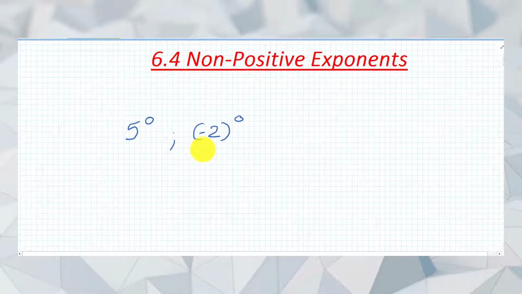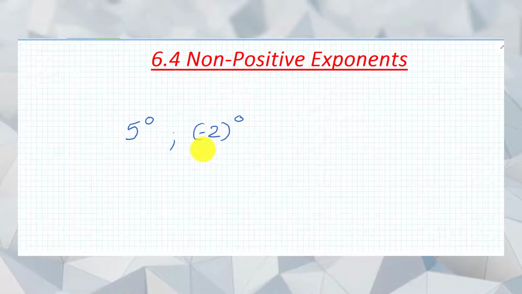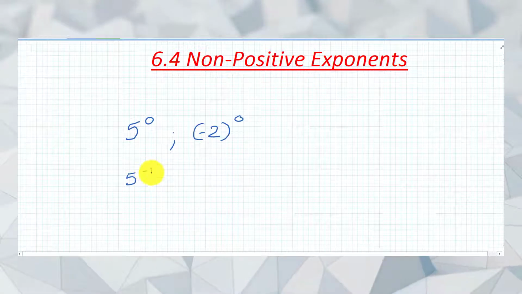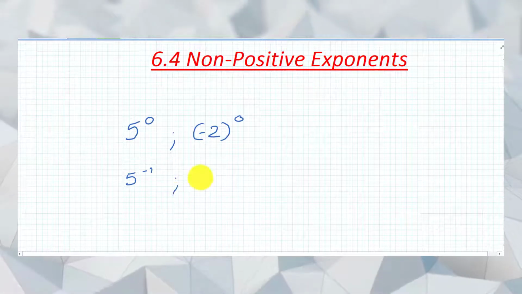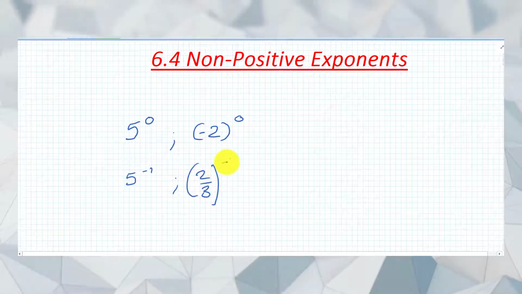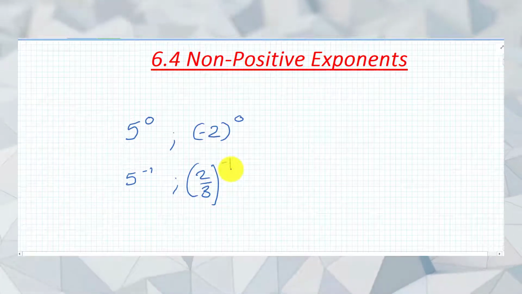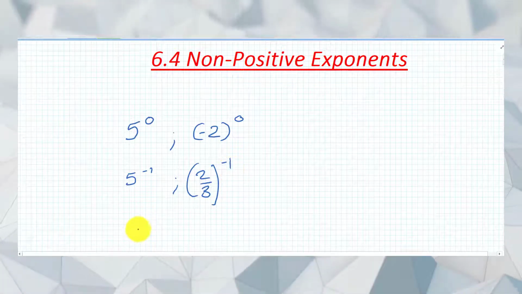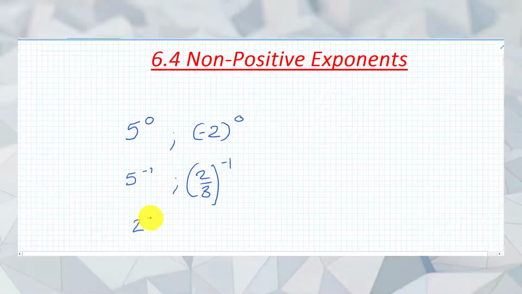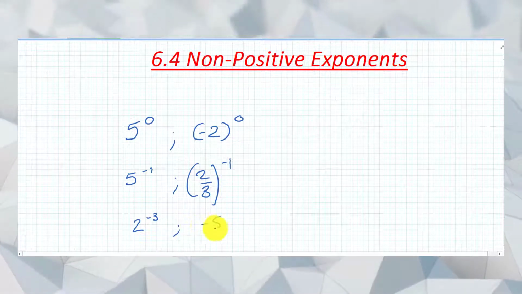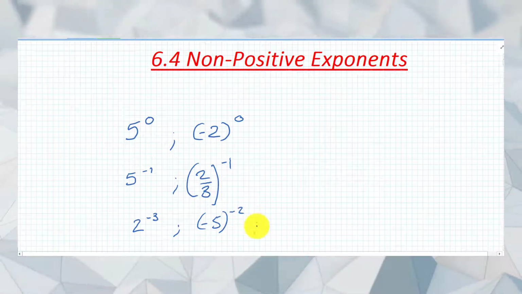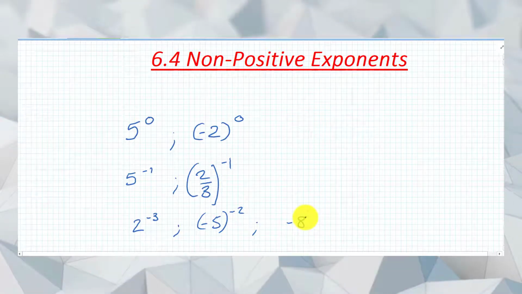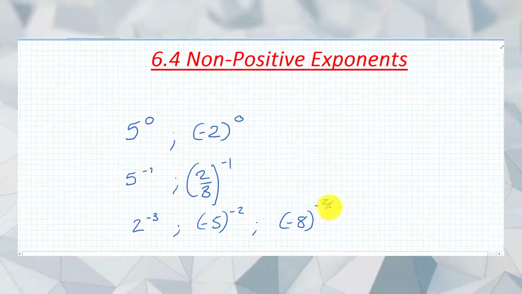Then, after we define a zero power, we will move to understand a negative 1 power. What must 5 to the negative 1 mean? Or 2/3 to the negative 1? Once this is done, we will finally go to any non-positive exponents. For example, we will look at 2 to the negative 3 or negative 5 to the negative 2. We will even look at non-integer rational exponents, as in negative 8 to the negative 2/3.